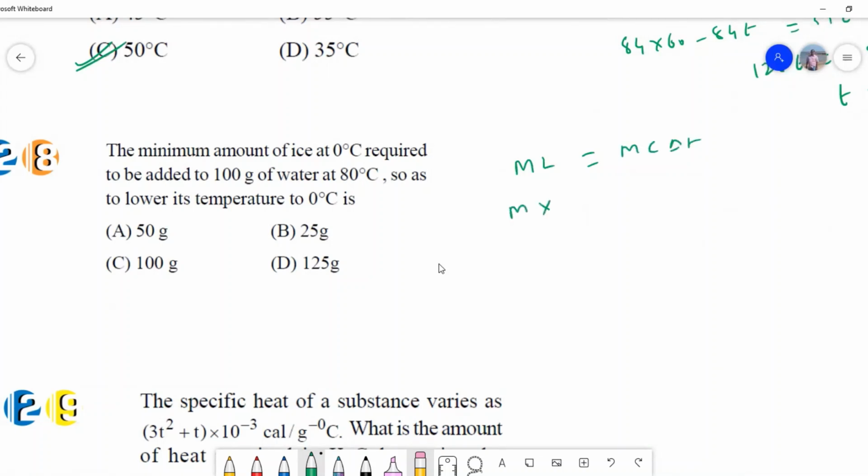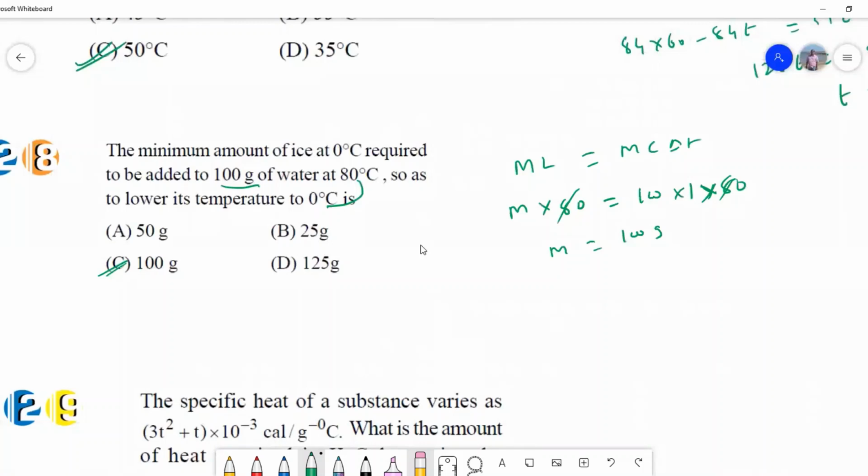M we have to find out, latent heat 80, and how many grams of water? 100. Specific heat 1, change of temperature 80 to 0. So M is nothing but 100 grams. The answer is C. It's a very simple problem. So heat lost by water is equal to heat gained by ice.